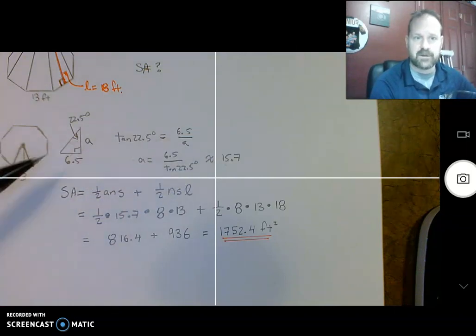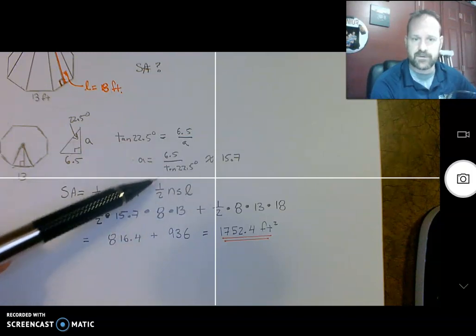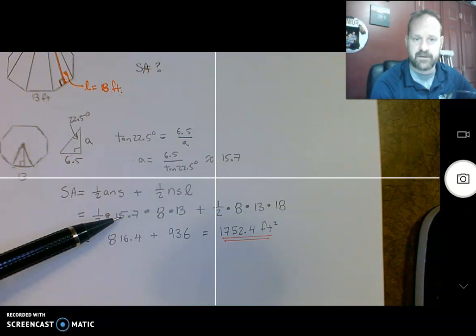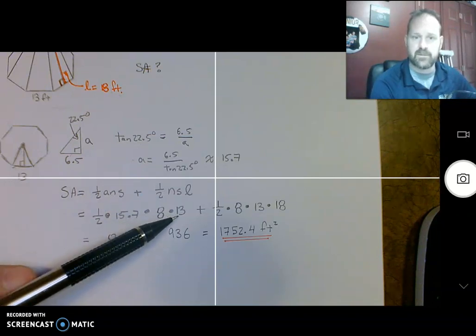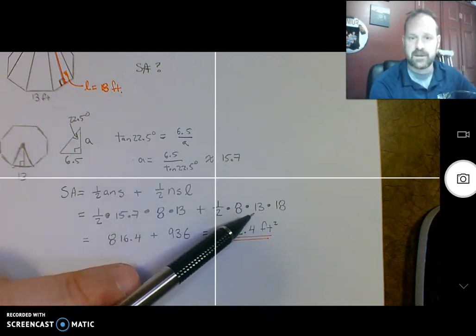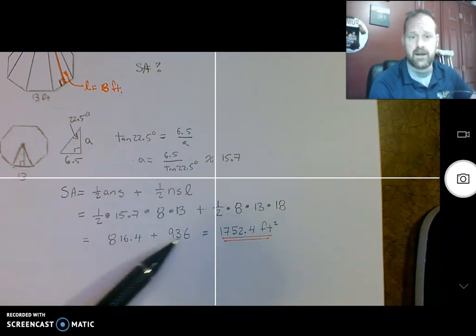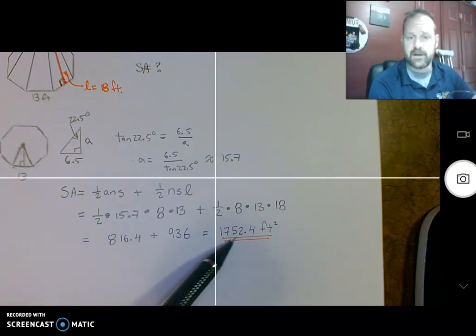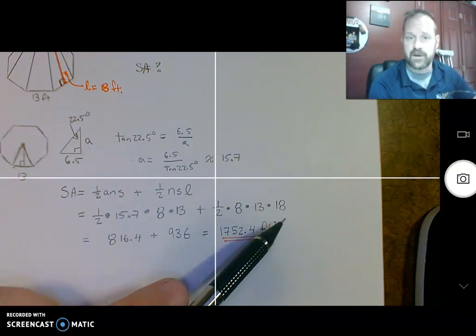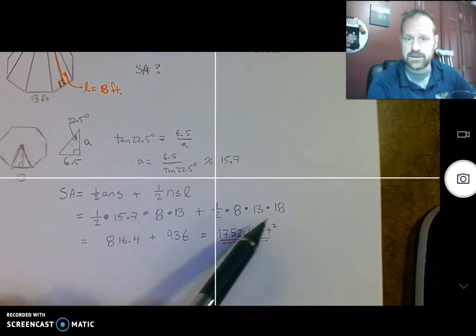So we got 15.7. Remember, surface area is the area of the base plus the lateral surface area. I like to use 1/2 ANS: 1/2 times apothem times the number of sides multiplied by the side length, which is 13. Then we've got 1/2 times the number of sides multiplied by the side length multiplied by the slant height. Add those two sums together, we get 1,752.4 feet squared. Again, I dropped the units within the work here, but don't forget the units at the end.